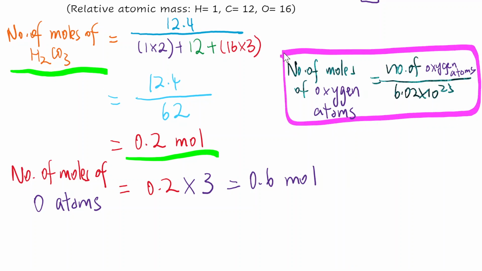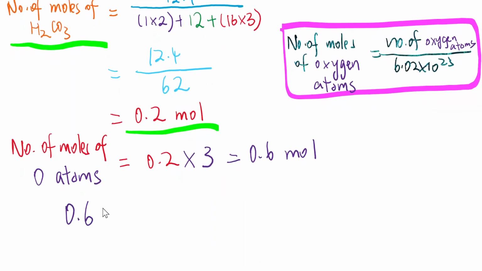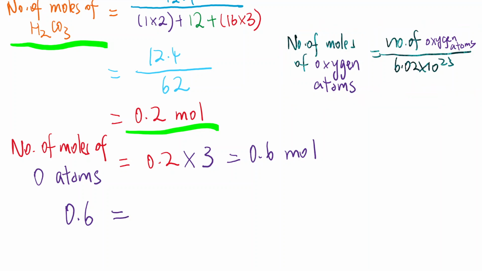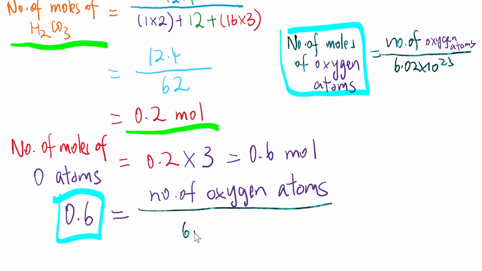So I just need to move everything to the left and right hand side. So I'll just do it for you. 0.6 would be equal to the number of moles of oxygen atoms. Maybe I'll color coordinate for you. The number of moles of oxygen atoms, this is 0.6. Is it equal to the number of oxygen atoms? That's what the question is asking us to find, divided by Avogadro's number, 6.02 times 10 to the power 23.